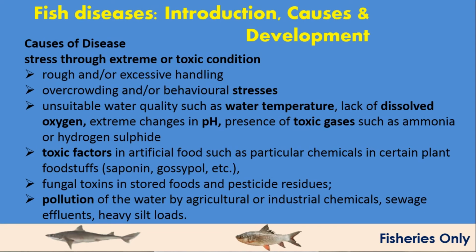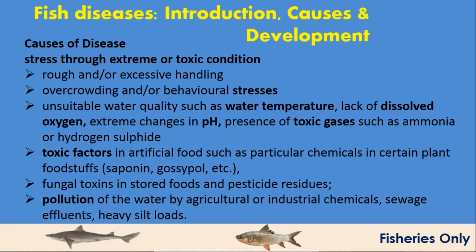Unsuitable water conditions also play an important role. If the water quality is not favorable, that is, unsuitable for the culture system or culture fishes, the fish may be susceptible to diseases. Such water parameters include water temperature, lack of dissolved oxygen, and extreme pH values, where the pH may increase high or decrease low.